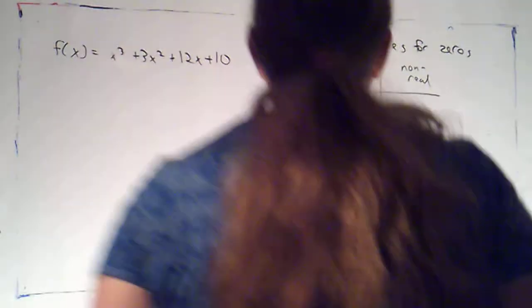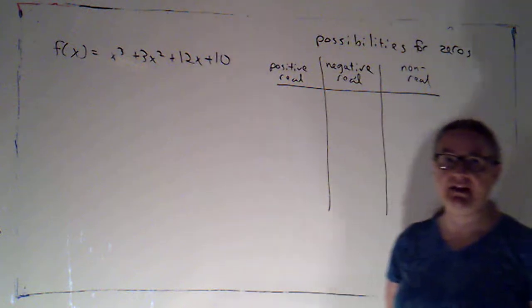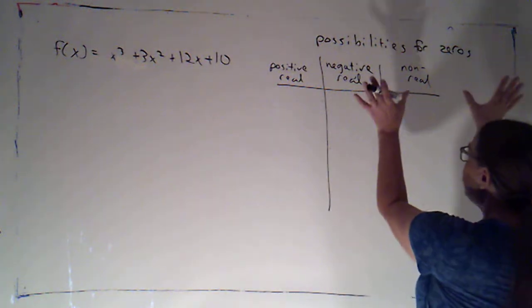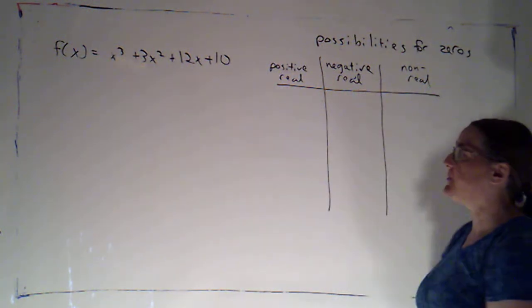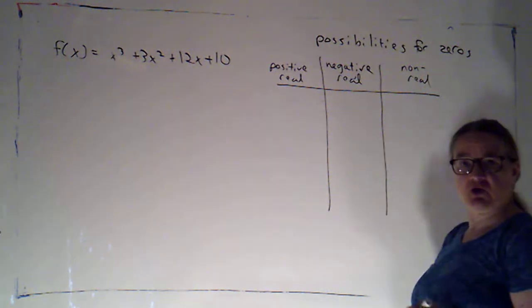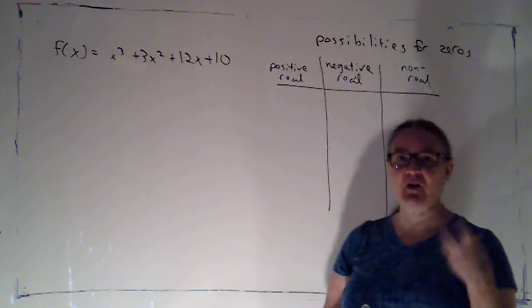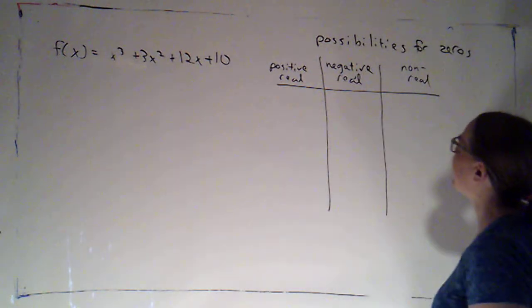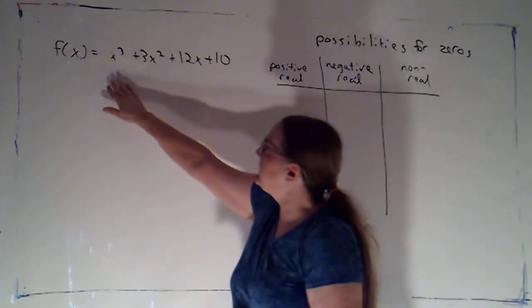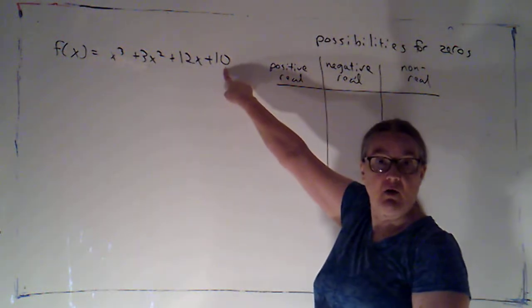Show you how we can use Descartes' rule of signs to figure out the possibilities for what the zeros could be, and then use that to strategize in doing what we've been doing, which is finding all of the zeros and factoring things. Okay, so if I take a look at this polynomial, it has a non-zero constant.